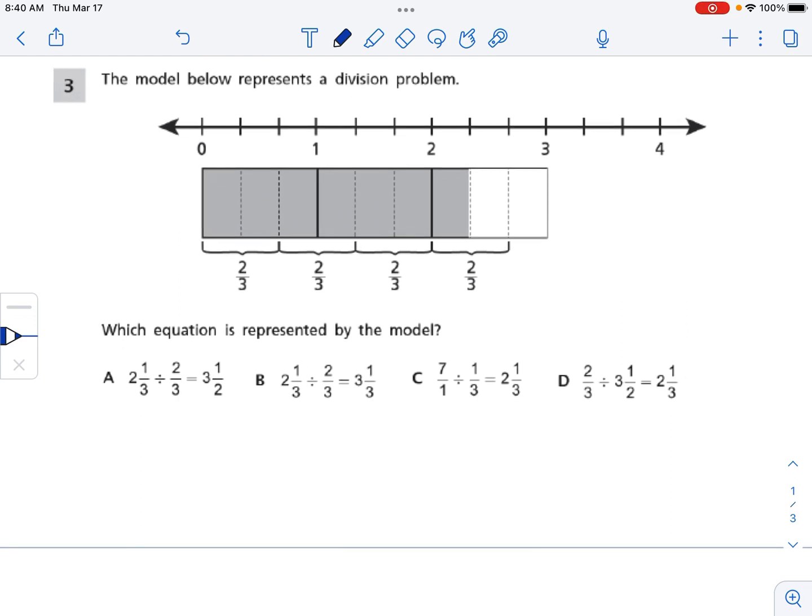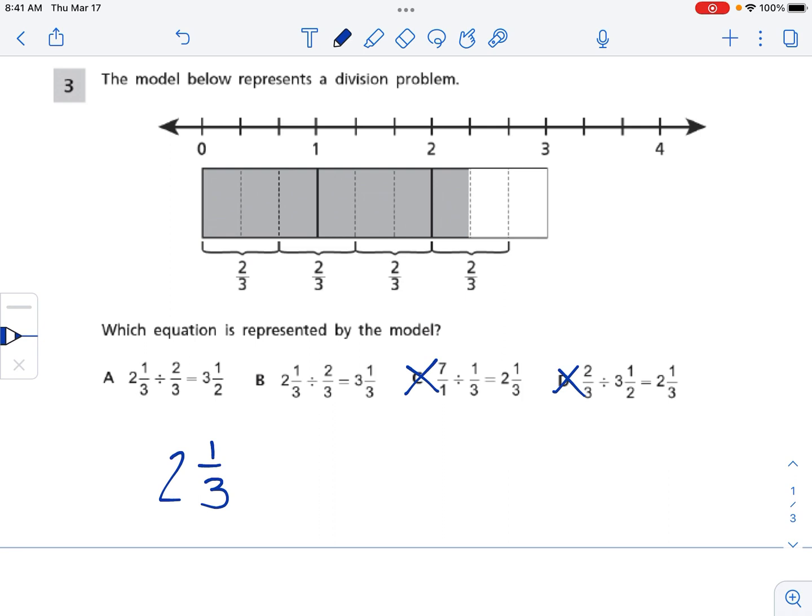So what do we notice? How much is shaded in when we were doing our modeling? The amount that is shaded in here represents our total amount, and that is 2 and another 1/3. So our first number is going to be 2 and 1/3 to start our division expression. So automatically I can cross out option C and D. Those do not start with 2 and 1/3.